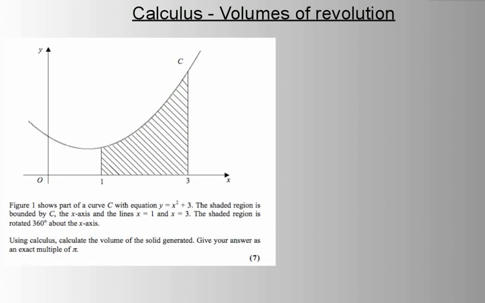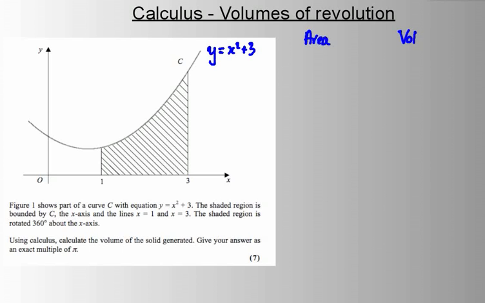Okay, volume of revolution here, and this is a nice problem. What we have got is a curve y equals x squared plus 3, and we're going to take this shaded area and spin it around the x-axis. When we do, we'll create this sort of bowl shape and we want to know the volume, and we're going to do this by integration.